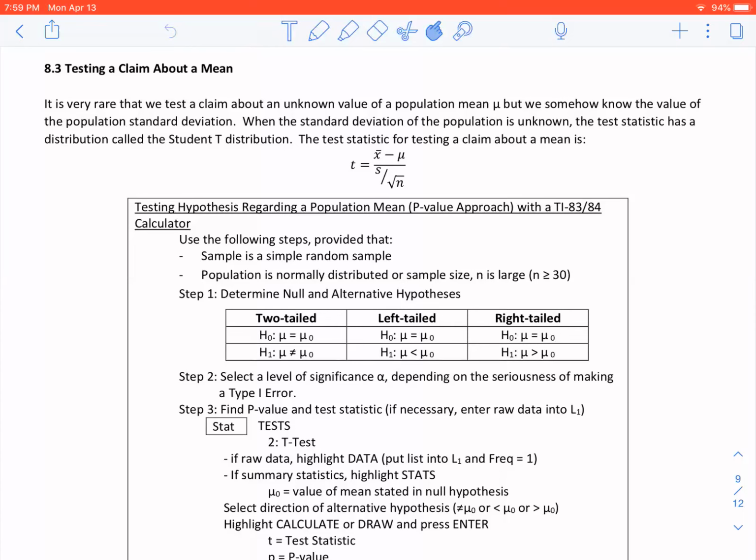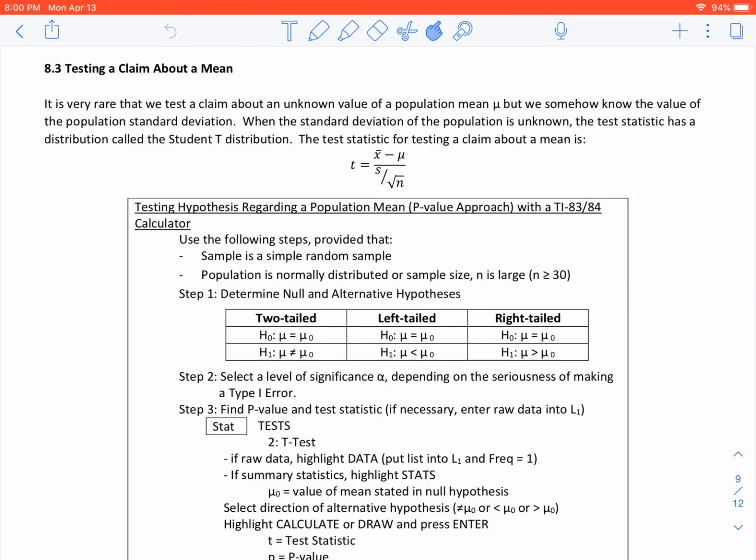We're in section 8.3, testing a claim about a mean. It is very rare that we test a claim about an unknown value of a population mean, mu, but somehow know the value of the population standard deviation. When the standard deviation of the population is unknown, the test statistic has a distribution called the student t-distribution.